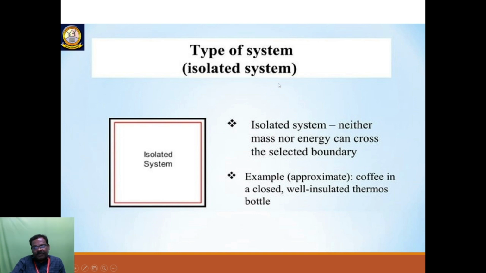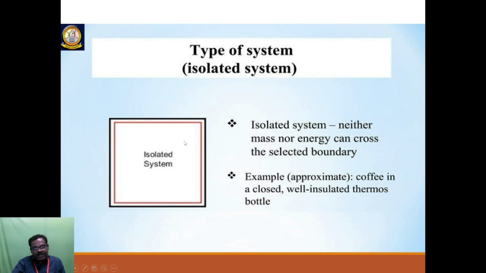In this system, it describes only two things: one is mass, another one is energy. So how much mass? What about the energy? A system means you are considering two properties, mass and energy. In an isolated system, neither mass nor energy can cross the selected boundary. It is called an isolated system.